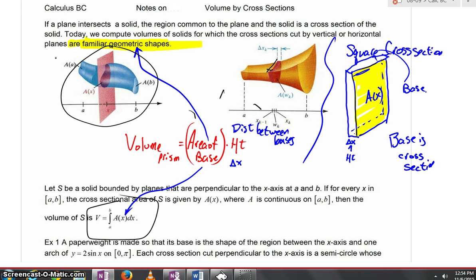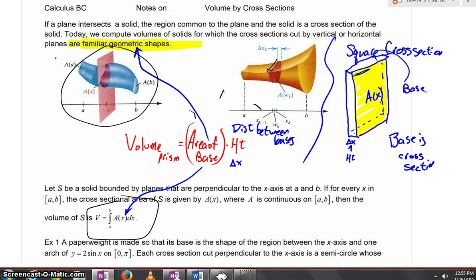Of course, what we're really going to be doing is working geometrically. When you have a cross section that is cut vertically or horizontally with planes, if you get familiar geometric shapes, then we can really use this method. By the way, it's very common on the AP exam as well, and that's why we're throwing this in.